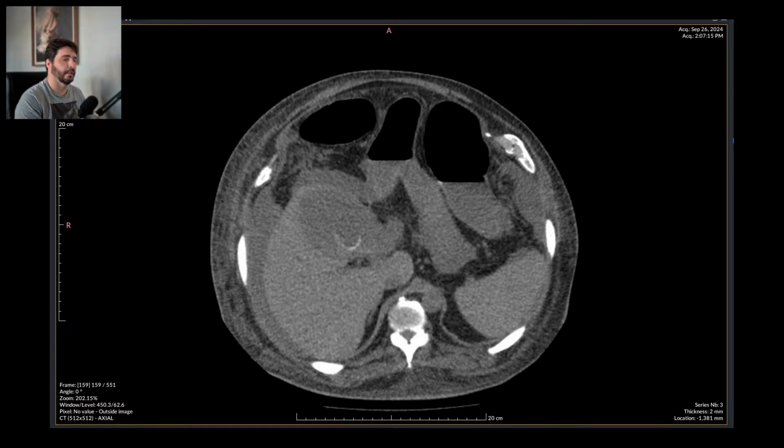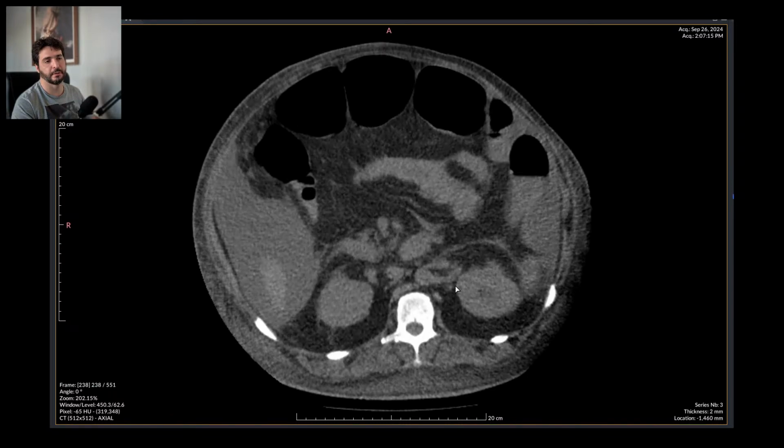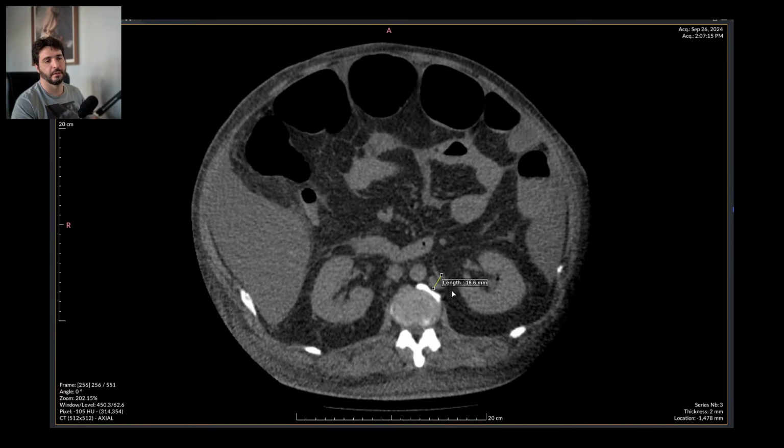That is lymph node enlargement. Right there, I just measured one of those lymph nodes. It's 1.6 centimeters on the short axis, so it's indeed enlarged.